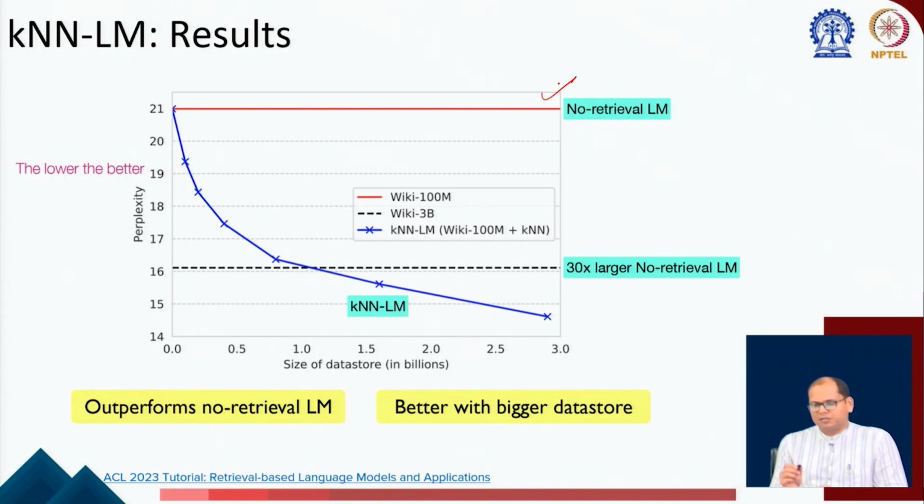So, you have the same language model Wiki 100M without using any retrieval, and as soon as you start using KNN with some database, as you increase the database, its performance is improving for KNN LM. More database, better performance. Interestingly, even if you use a 30 times more powerful model, Wiki 3 billion, without retrieval, KNN LM is able to outperform that with some size of the data set. So, with a bigger data store, it was able to perform even better than a larger model.